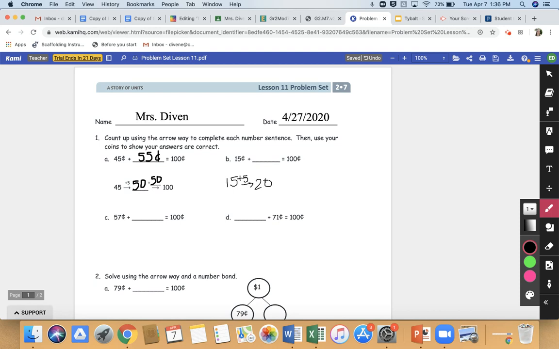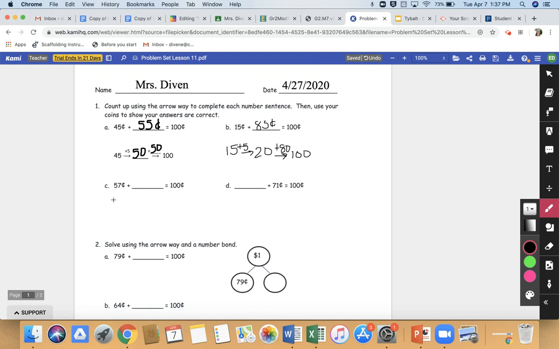And now from 20, we want to get to 100. So if I say 20 plus 80, I know 2 plus 8 gives me 10. Therefore, 20 plus 80 gives me 100. So 20 plus 80 is going to get me to 100. So again, now to find what we're adding to 15, we look at what we're adding here, 80 plus 5, so 15 cents plus 85 cents gives us 100 cents or $1.